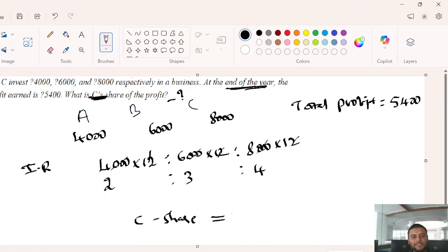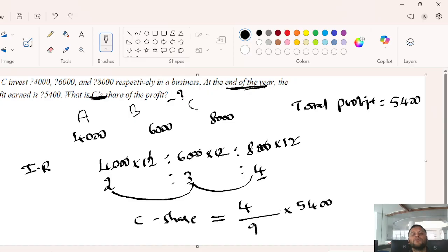C's representing ratio is 4, this 4 I am talking about, divided by total ratios, that is 4 plus 3, 7, 7 plus 2, 9. So 4 by 9, which is multiplied with 5,400. 9 600 times, so I can say 2,400 is the share of C here. So this is how we find the share of C guys.